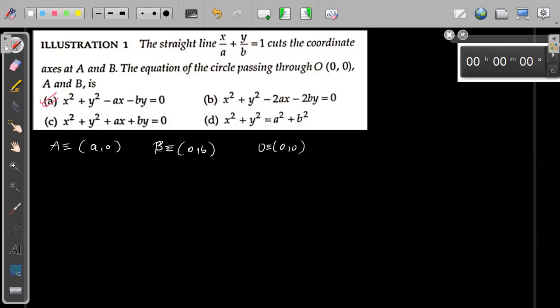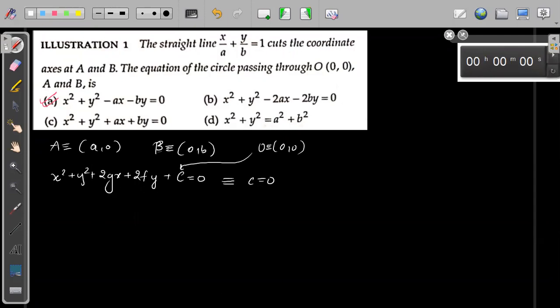So we have 3 points. Let's write the general equation of the circle: x square plus y square plus 2gx plus 2fy plus c is equal to 0. First thing which we'll use is the origin. If I substitute 0 comma 0, we'll get c is equal to 0.